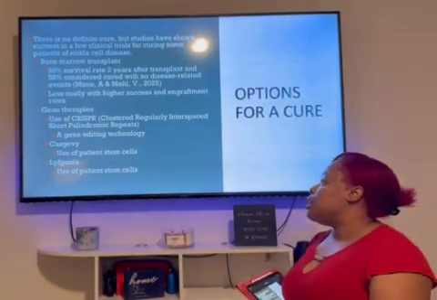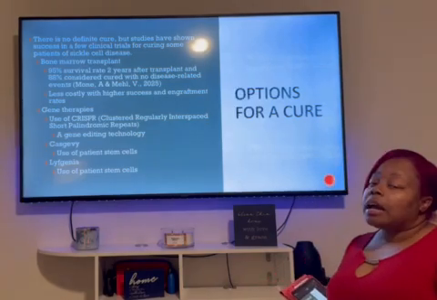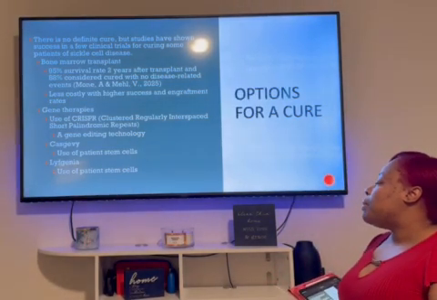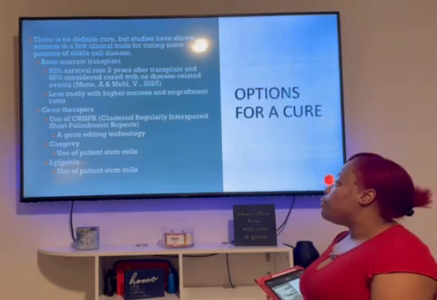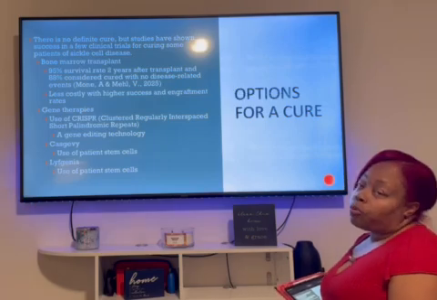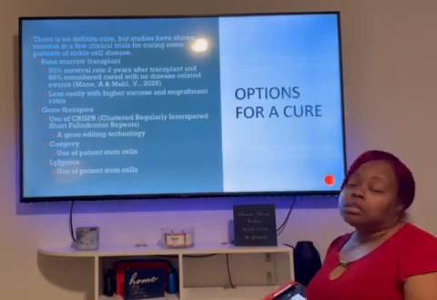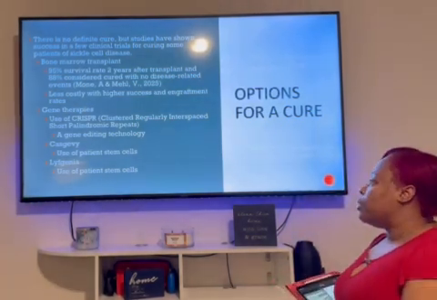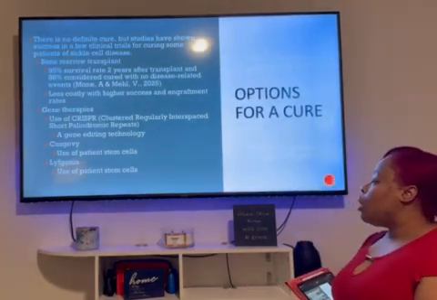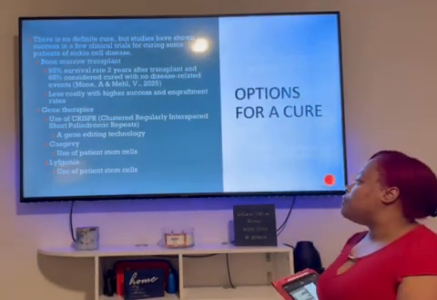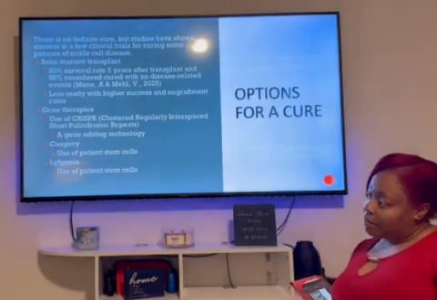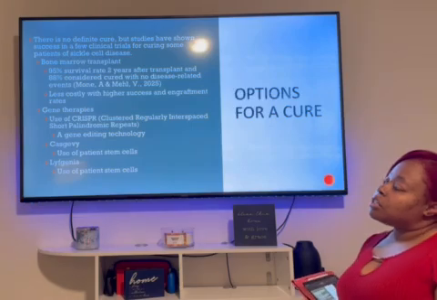Gene therapy is something that is kind of new within the last 10 years. It uses CRISPR, which stands for clustered regularly interspaced short palindromic repeats. That is a gene editing technology. One of the few options of this CRISPR gene therapy is Casgevy. It uses the patient's stem cells.